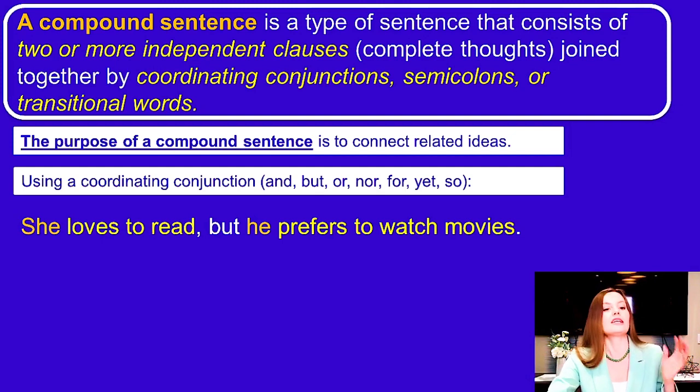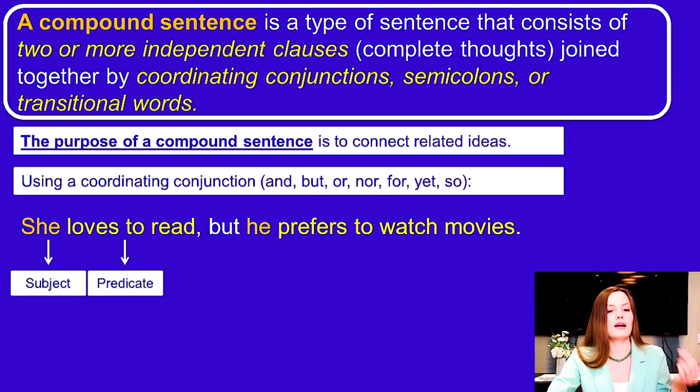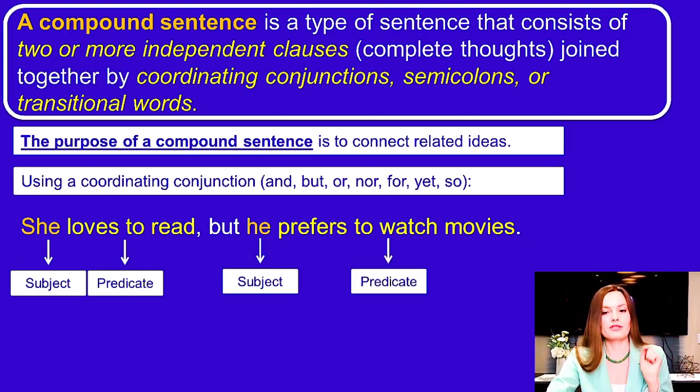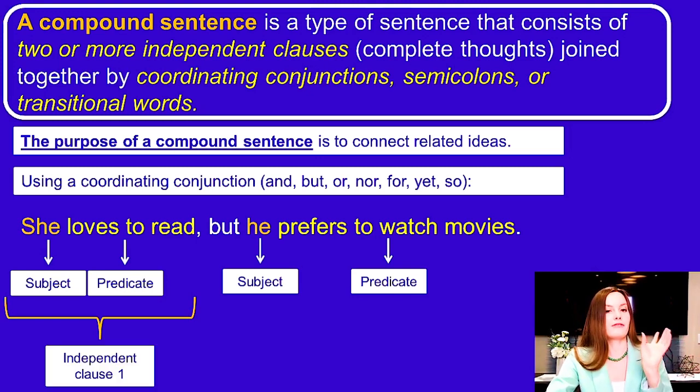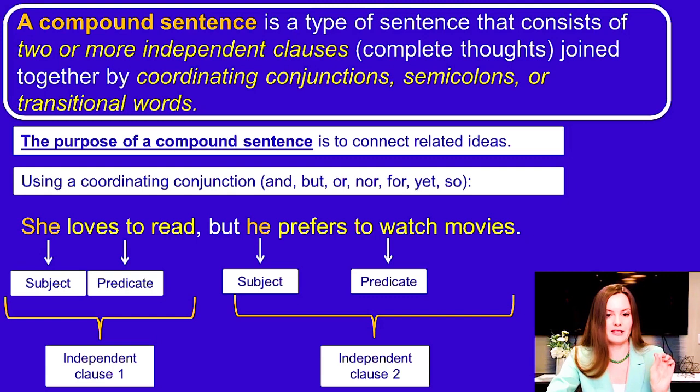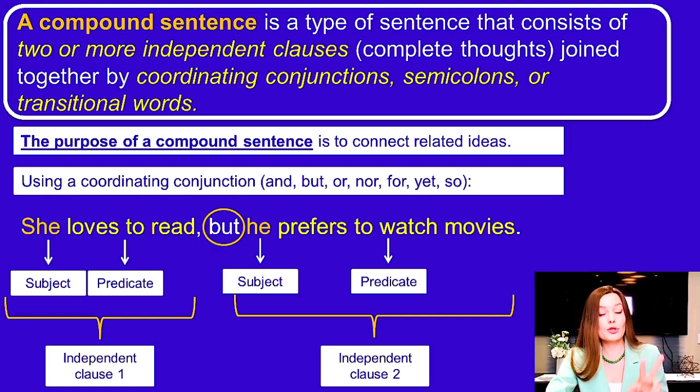So how does it work? She is the subject, loves to read is the predicate. He is the subject, prefers to watch movies is the predicate. So she loves to read is the first independent clause, right? And he prefers to watch movies is the second independent clause. And those two independent clauses are connected by but, which is a coordinating conjunction. So here you go, this is the structure of a compound sentence using a coordinating conjunction.